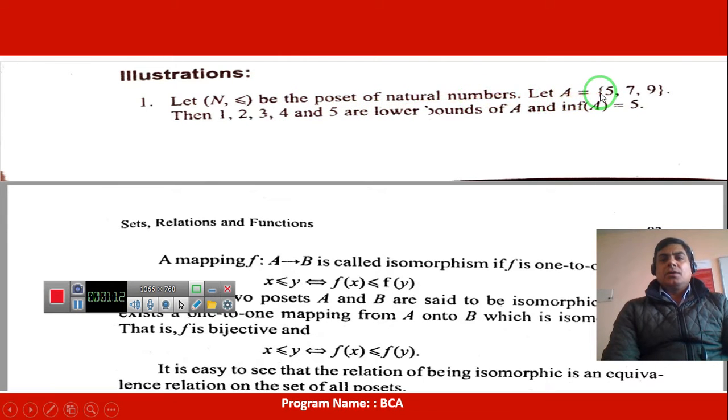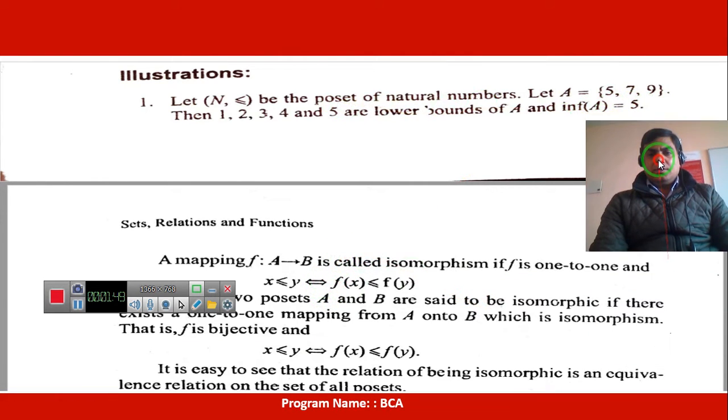Let A be {5, 7, 9}, then 1, 2, 3, 4 and 5 are the lower bounds of A, and infimum A equal to 5. So these are called the lower bounds, and among the lower bounds the greatest value, GLB, greatest lower bound, is called infimum. So in the lower bounds 5 is the greatest, so infimum is 5.